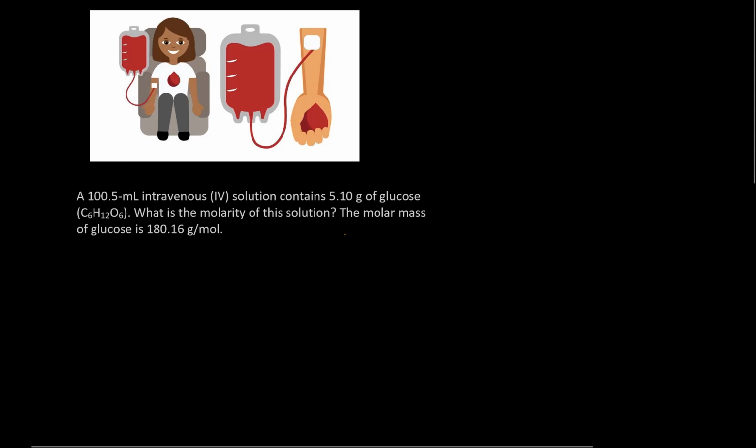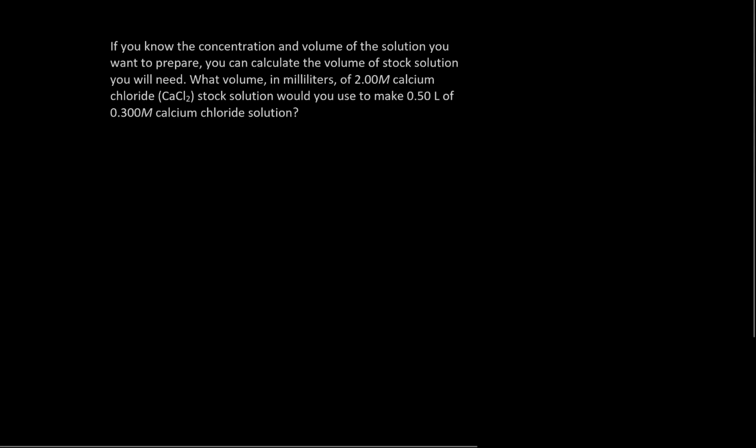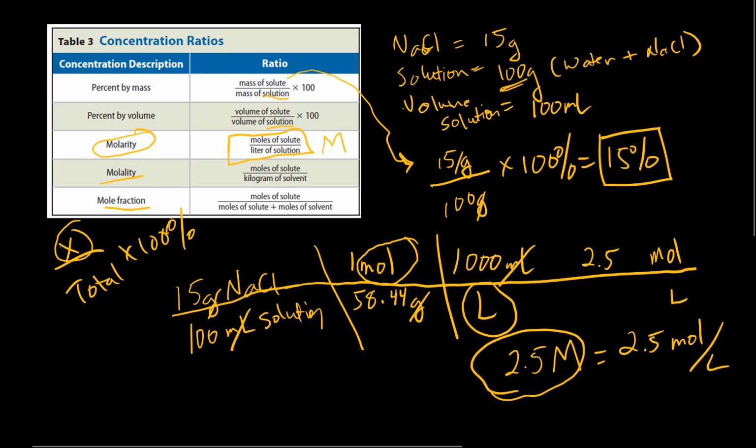But we have a question about that, and this is going to be very common if you're looking at nursing or medicine or something like that. You're going to be figuring out problems like this quite frequently. So this one says, a 100.5 milliliter intravenous solution contains 5.1 grams of glucose. What is the molarity of this solution? All right, now let's go back and look at what molarity is. This is the one that we should absolutely have memorized. Here is molarity right here: moles of solute divided by liters of solution.